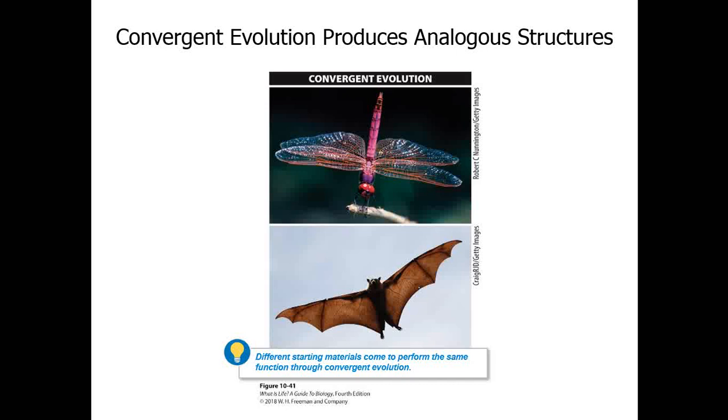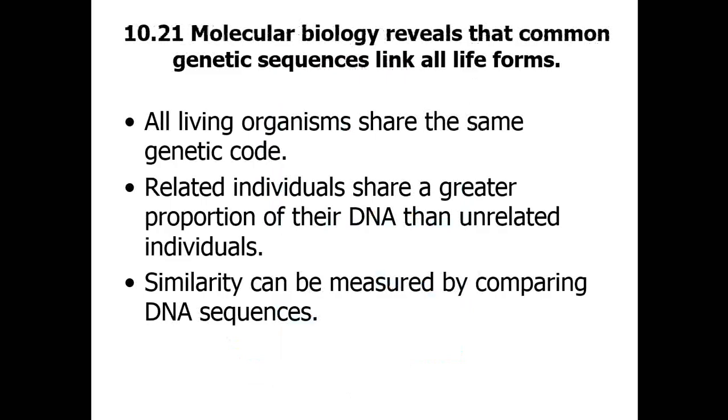So convergent evolution produces analogous structures. Analogous meaning that they have the same function, but the ancestry, where they came from, is different. Like this is a fruit bat and a dragonfly. They both have wings for flying, but the evolution of those structures came about completely differently. So that's kind of like the other side of homologous traits. Homologous traits have the same ancestry. Analogous traits have the same function, but different ancestry.